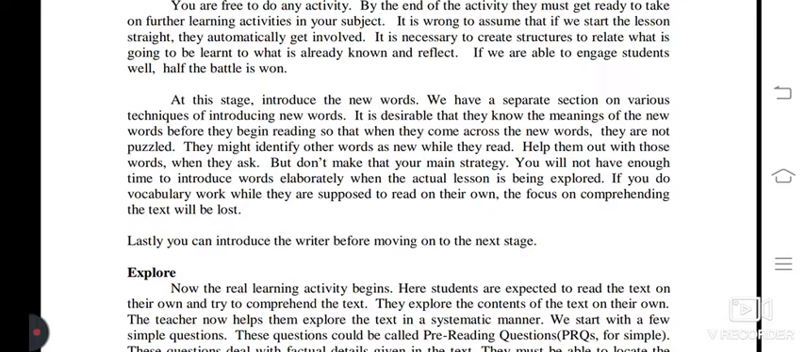You'll not have enough time to introduce words elaborately when the actual lesson is being explored. If you do vocabulary work while they are supposed to read on their own, the focus on comprehending the text will be lost. Lastly, you can introduce the writer before moving on to the next stage in the engage stage.